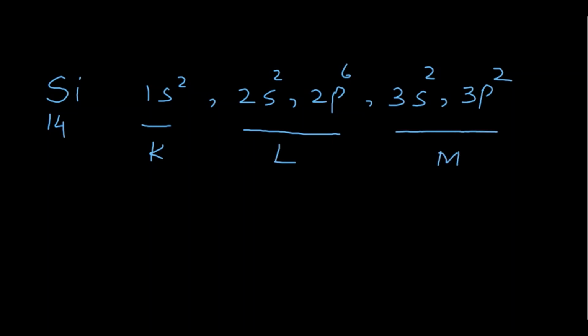Now we write the N values for these shells. We have K, L, M. N value for K shell is 1, for L shell is 2, and for M shell is 3. Which is the valence shell? Yes, M is the valence shell. N value for valence shell is 3. It means silicon is present in the third period. What is the period of silicon? Silicon belongs to third period. So we write the period of silicon. Silicon, it is present in the third period.